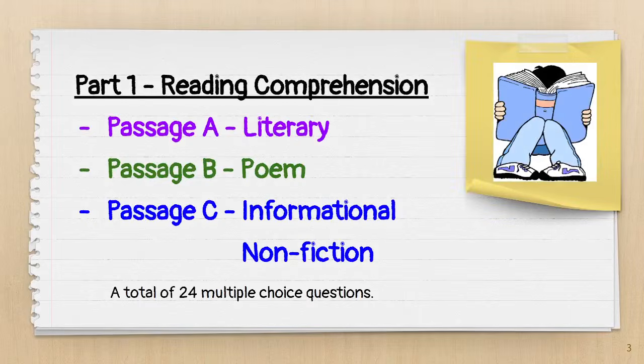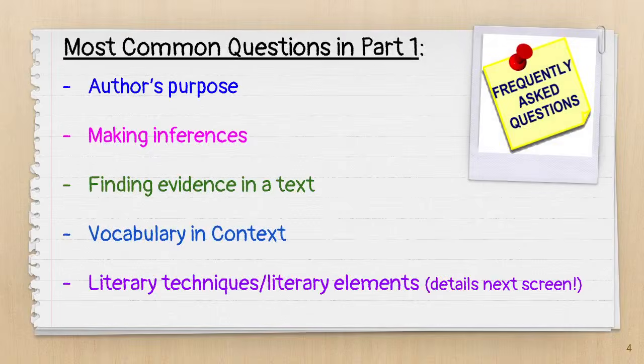So on the Regents exam, there are always 3 passages, passage A, B, and C. Passage A will always be literary, passage B will always be a poem, passage C will always be informational nonfiction, for a total of 24 multiple choice questions.